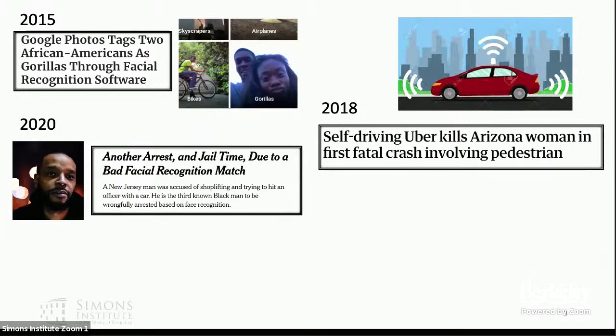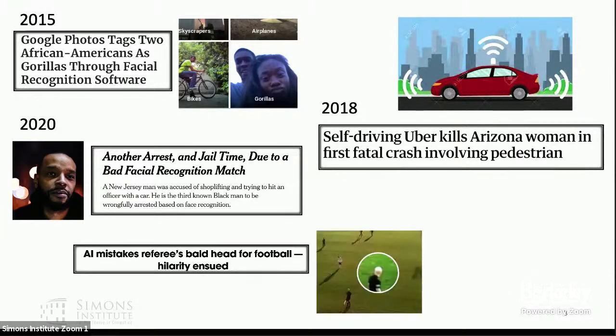I don't want to start this talk on a very dark note. So when I looked up errors, I also found some funny things, like how a soccer game was ruined because of mistakes that a machine learning model can make.